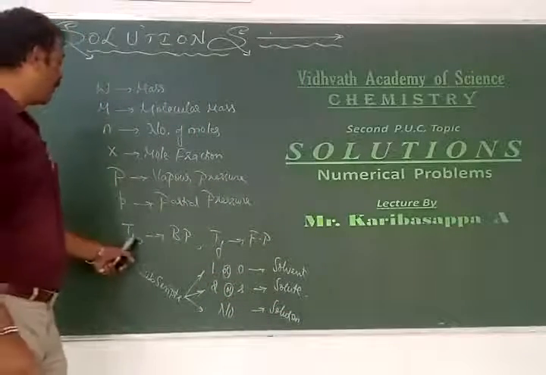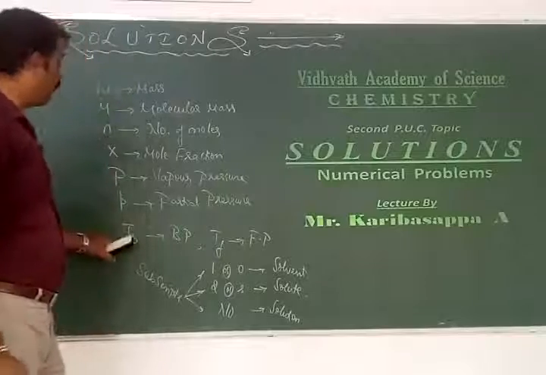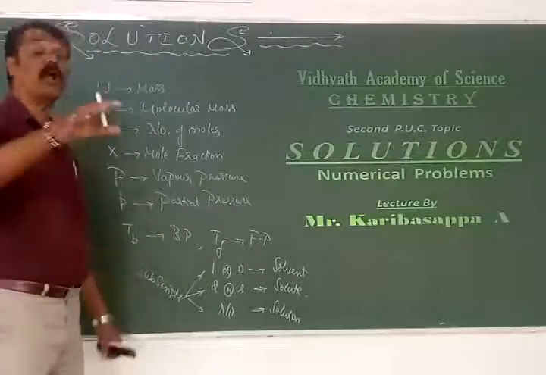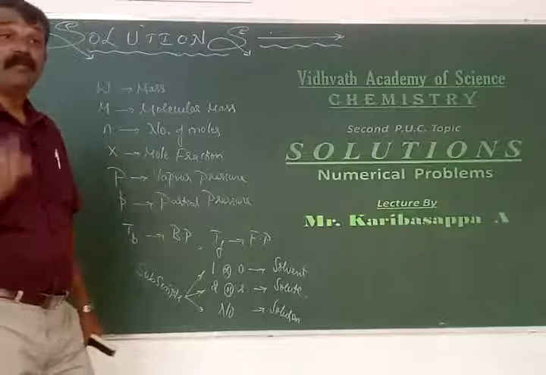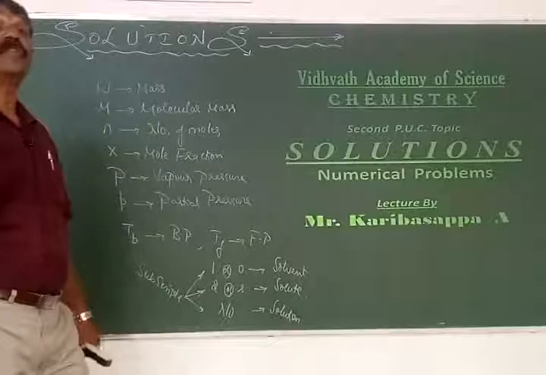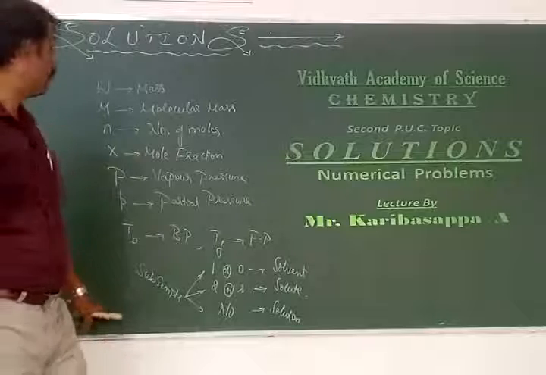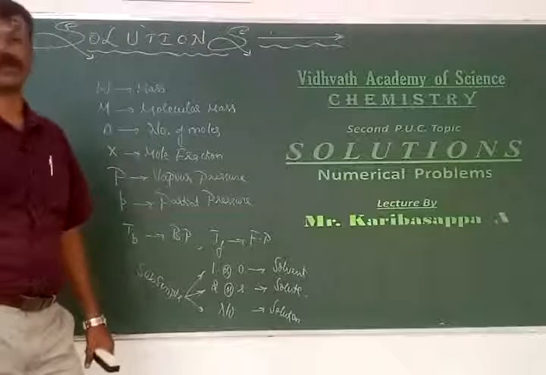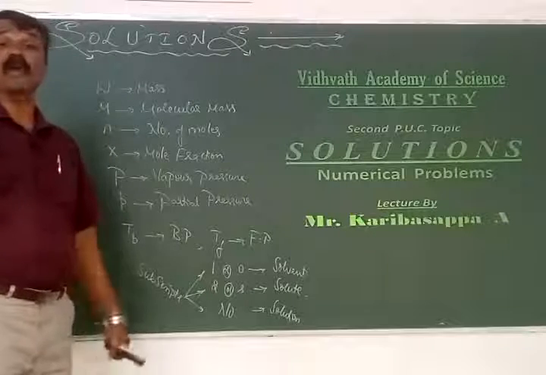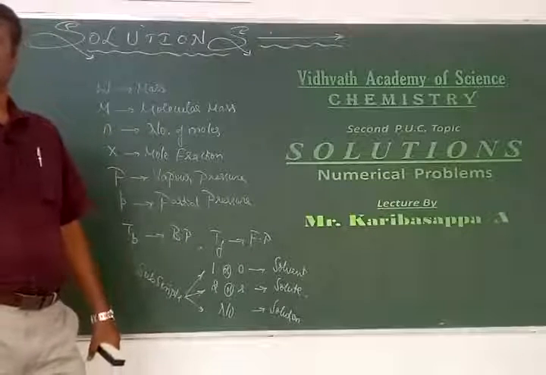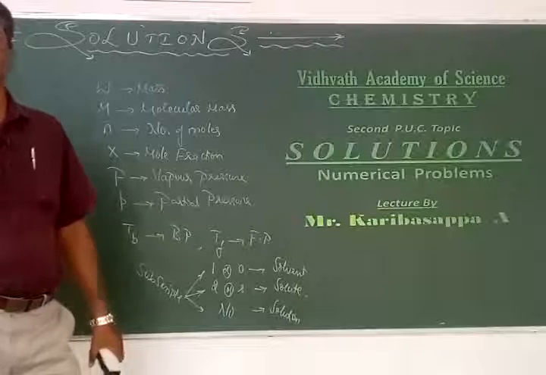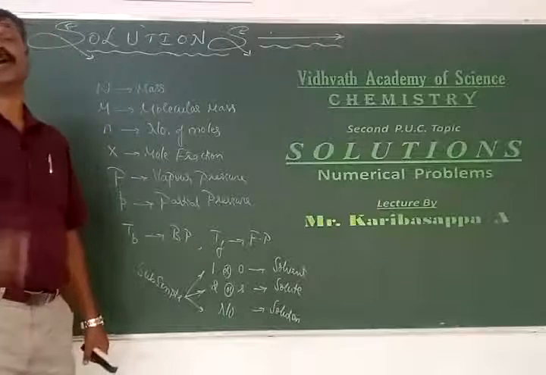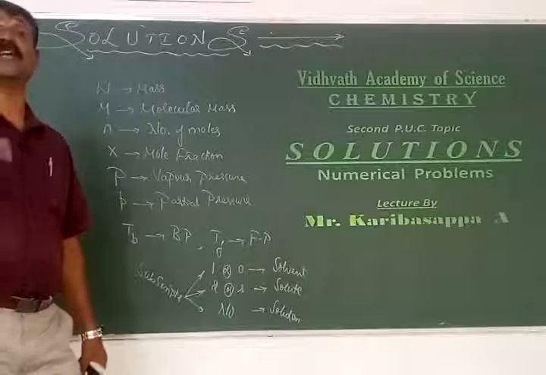So here TB or TF means the boiling point of the solution and the freezing point of the solution. Suppose it is TB naught and TF naught, it means the boiling point of the given solvent and the freezing point of the given solvent. If it is N2, it is the number of moles of solute. If it is W1, W1 refers to the mass of the solvent, because 1 refers to solvent. If it is M2, for example, it is the molecular mass of the solute, because 2 means solute.